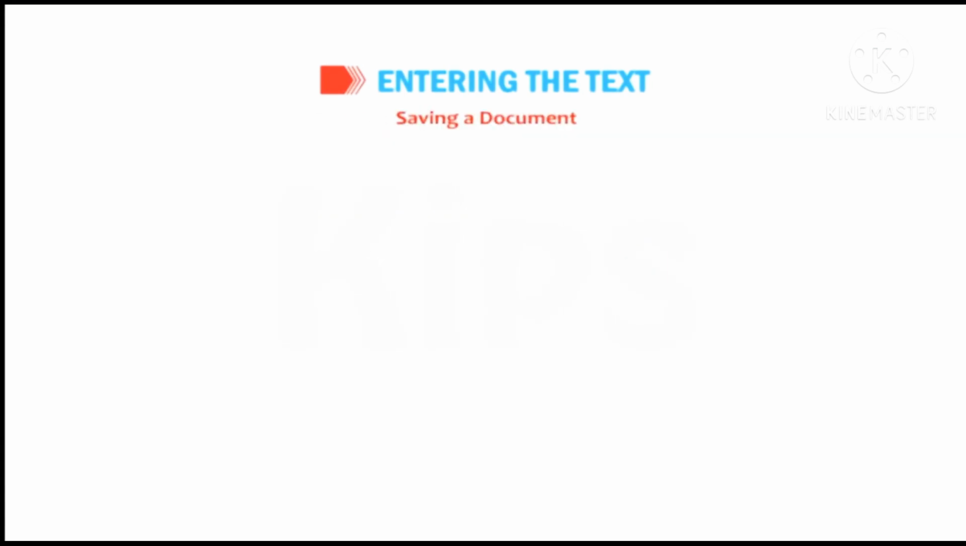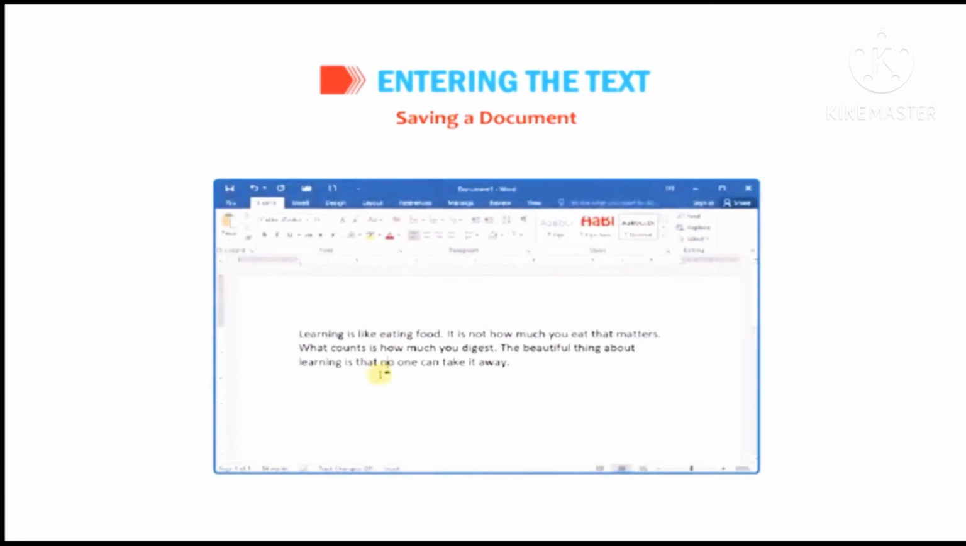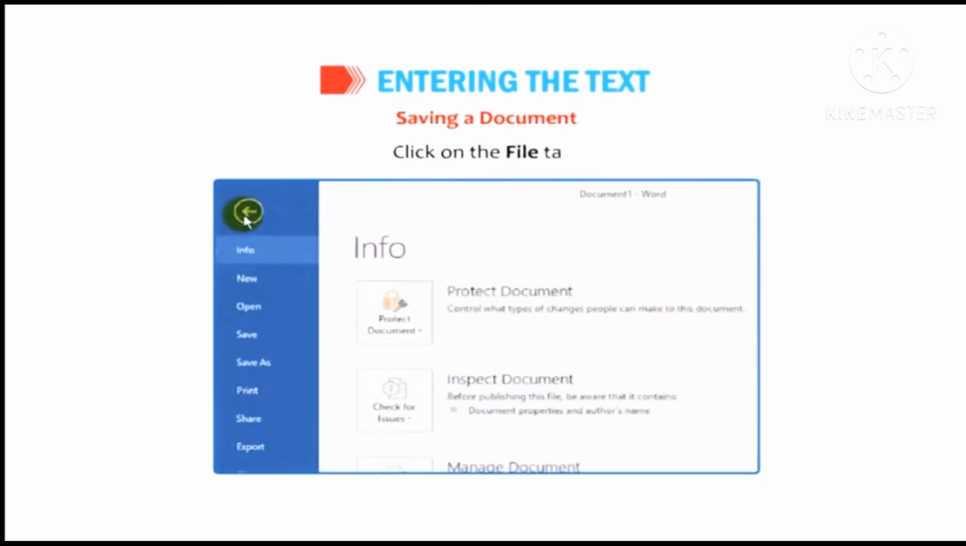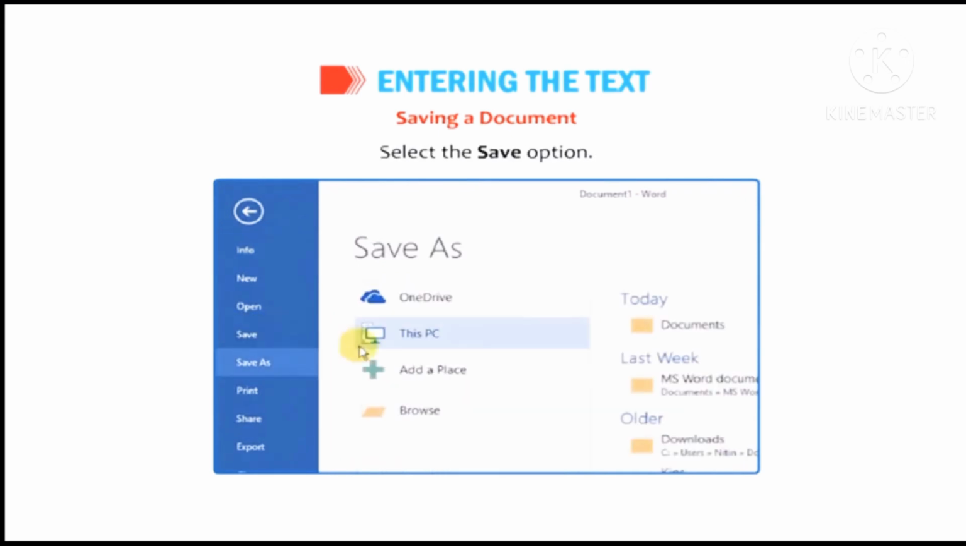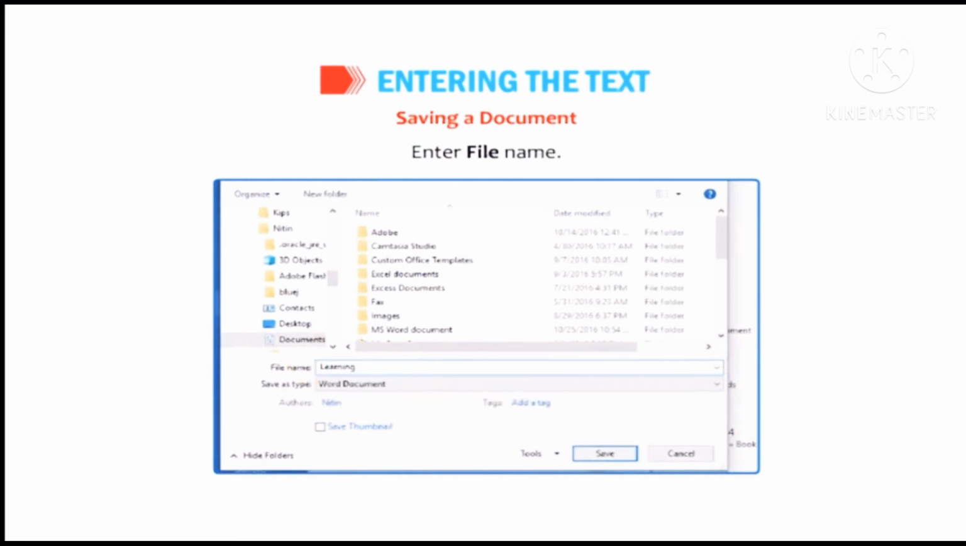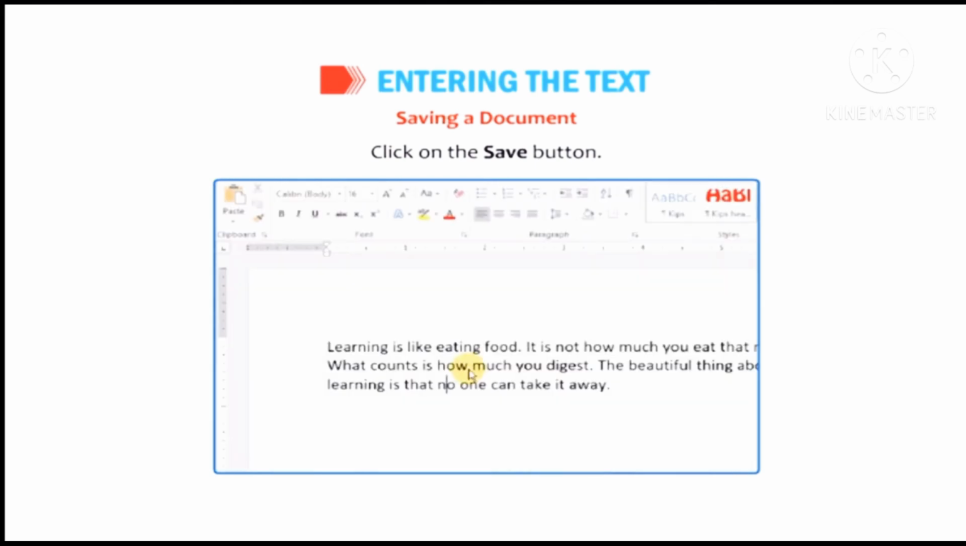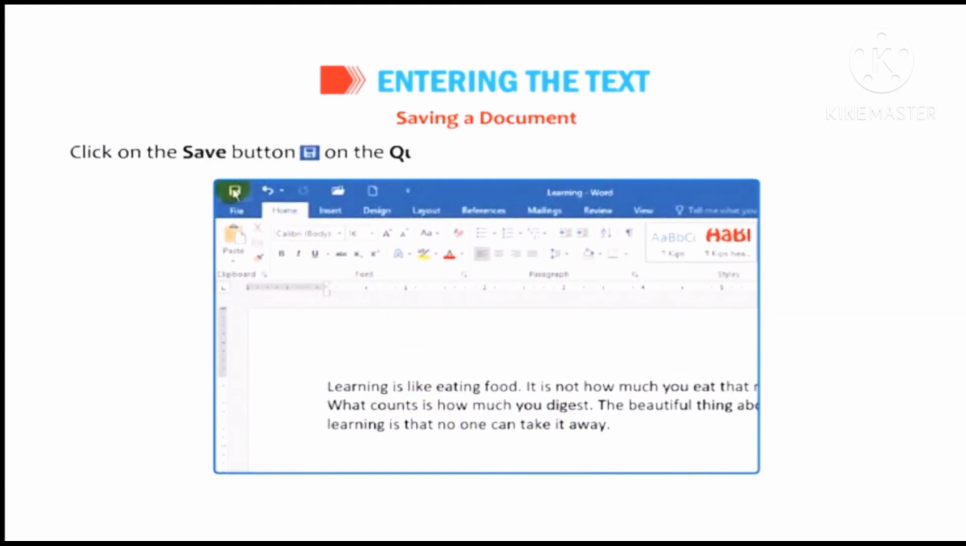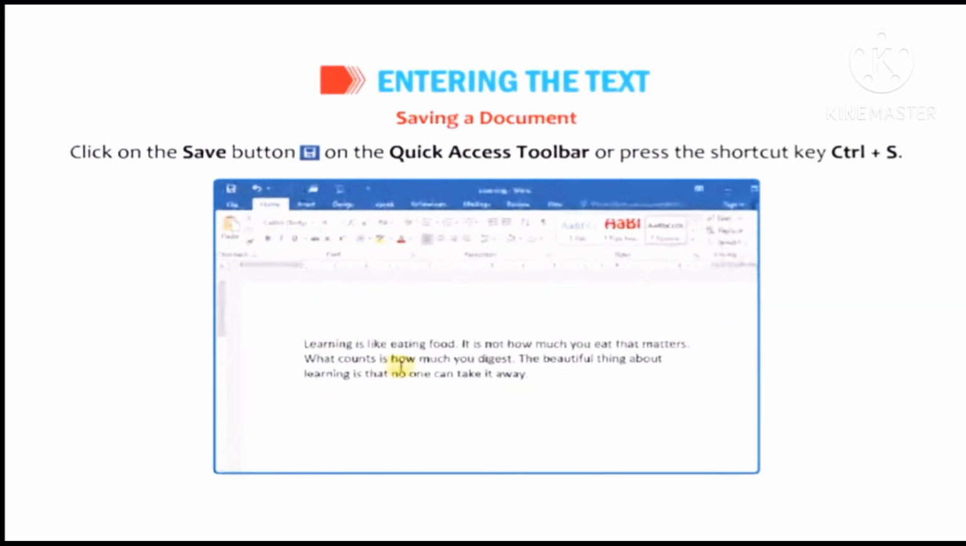Saving a document. First, you have to click on the File tab. Then second, select the Save option. Then third, enter the file name. Then fourth, click on the Save button. Shortcut for you: click on the Save button on the Quick Access toolbar, or press the shortcut key Ctrl plus S.